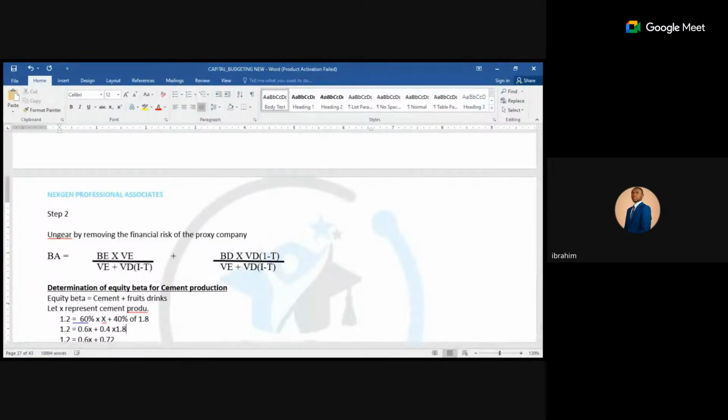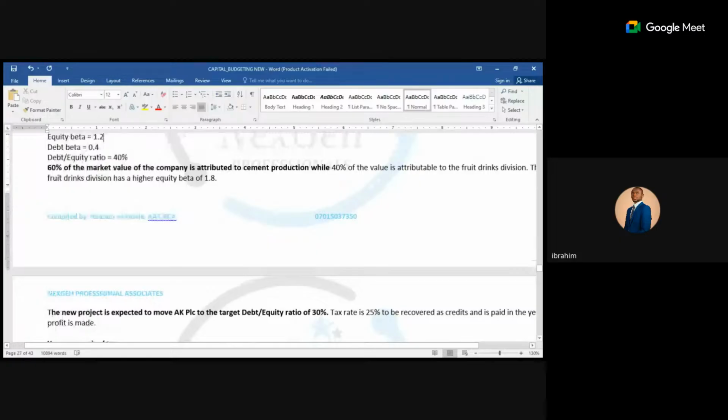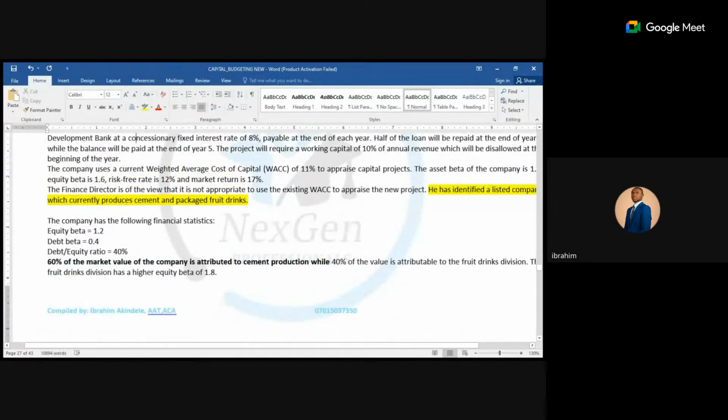Right? You cannot have two unknowns. So that is why it's okay. Let S represent the production, the cement. Right? We can have two unknowns. You can see that in the last part, they didn't tell you that 1.8 or 1 point something is for cement. No, because they want you to calculate the equity beta for cement.